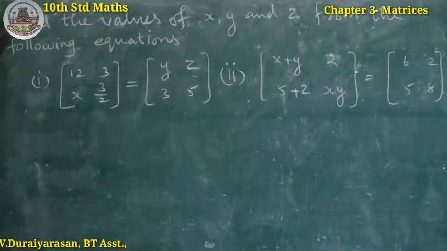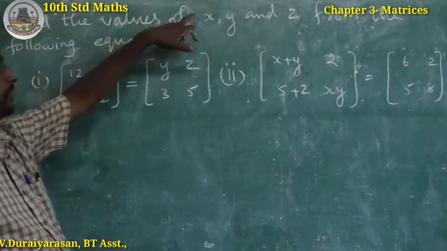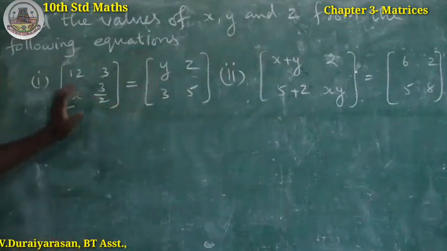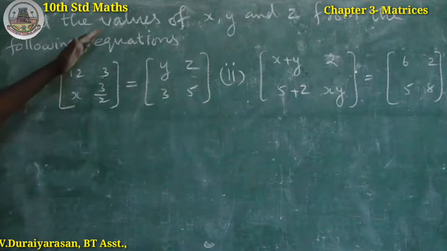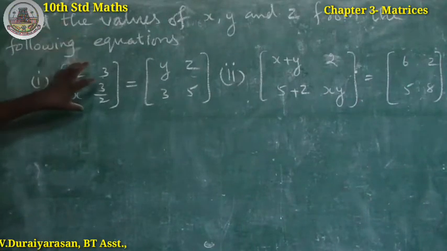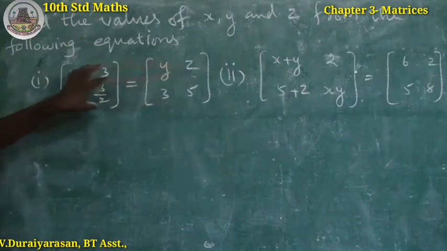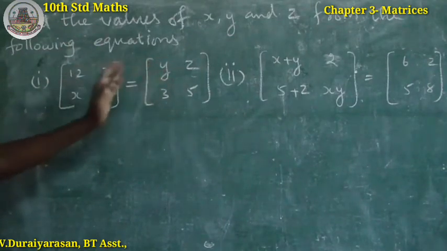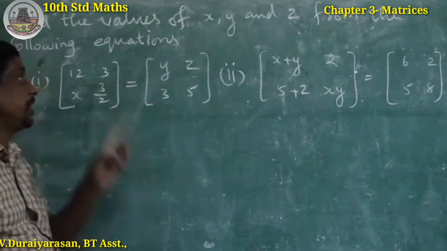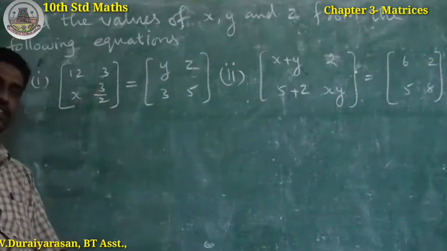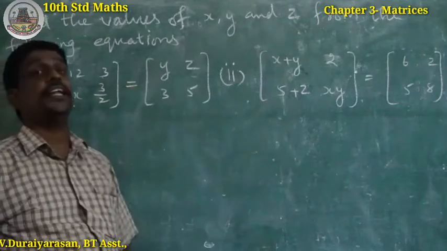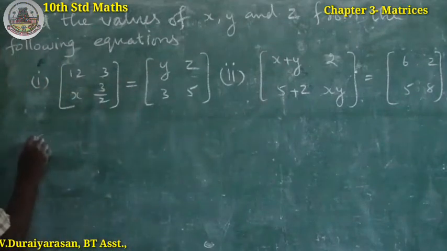Next 2 more questions. Find the values of x, y and z from the following equations. Following equations means two equal matrices are given. First, apply the properties of equal matrices, then it is solved to find the values of x, y and z. First 2-mark question.